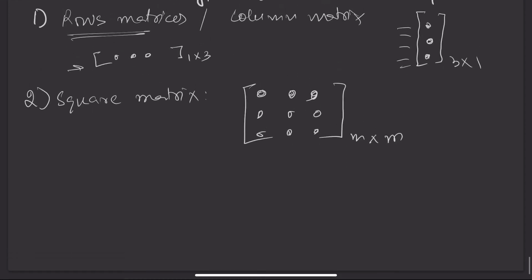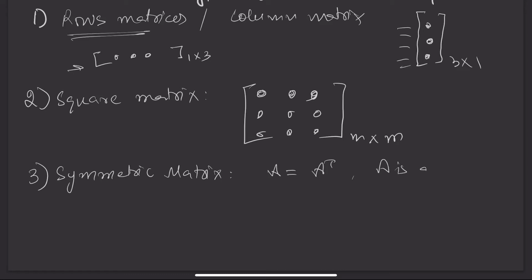Okay, so that's square matrix. Now let's see what is symmetric matrix. This is another type of matrix. A symmetric matrix is a matrix that is equal to its transpose. And symmetric matrices are always square matrices. So here A is a square matrix.